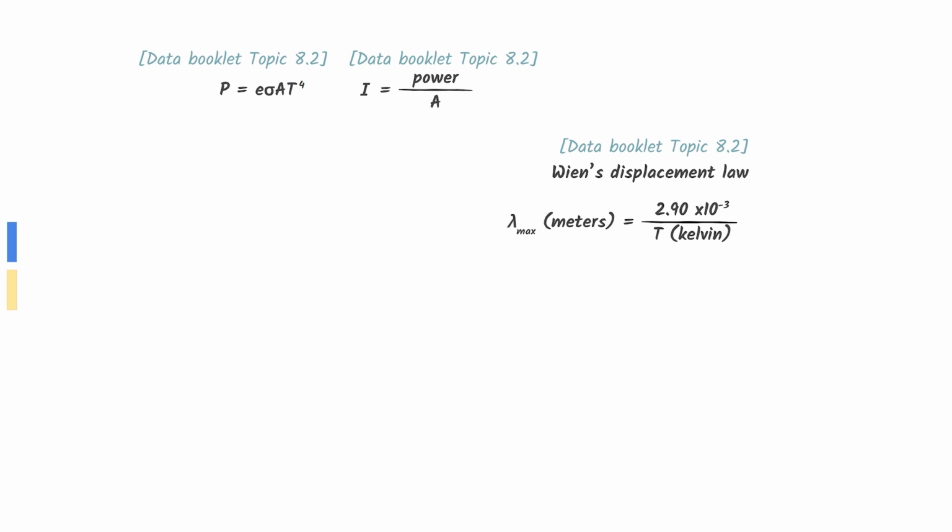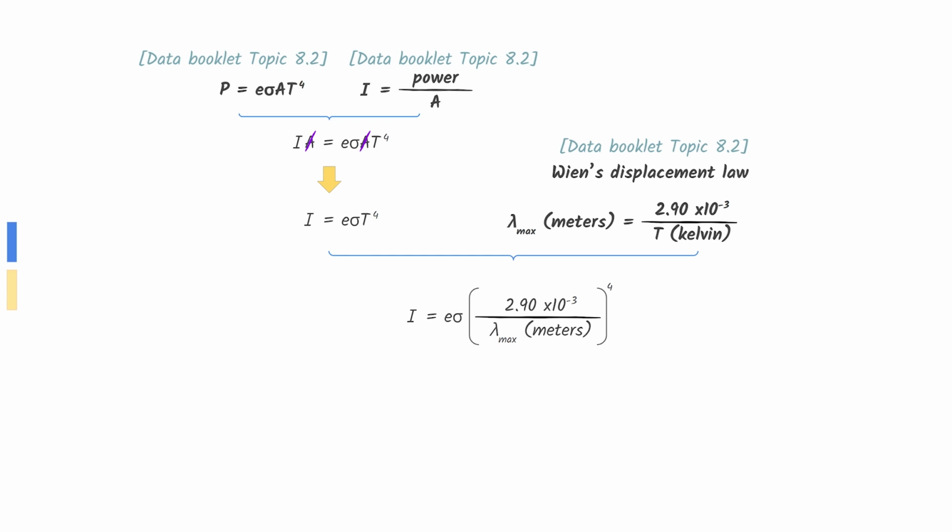First, let's derive an equation with emissivity and peak wavelength. Combine the power and intensity equation given in the data booklet. Then substitute in for temperature using Wien's displacement law. Rearrange to make the emissivity the subject. From here, we can derive that the emissivity is directly proportional to the peak wavelength to the power of 4 since everything else is a constant.